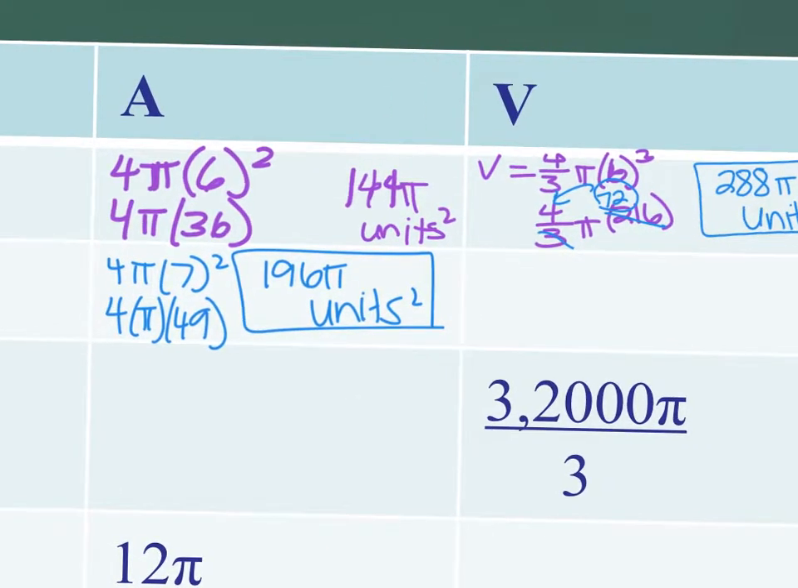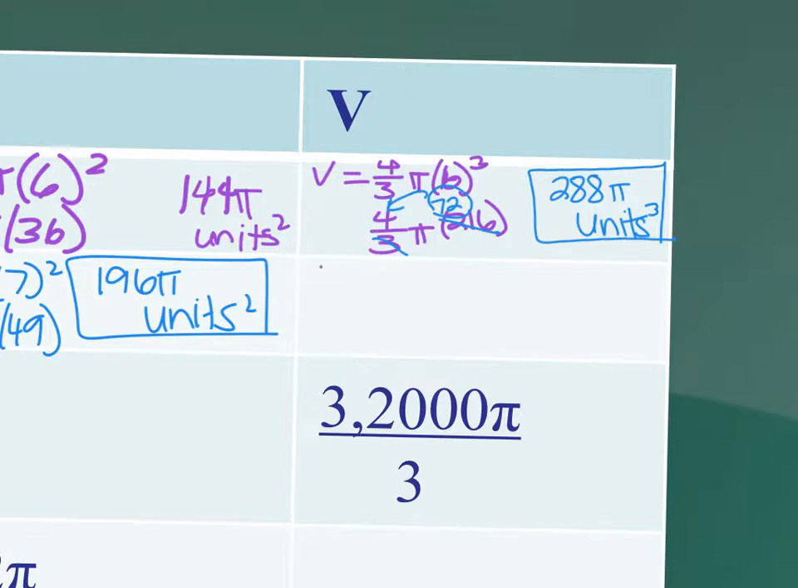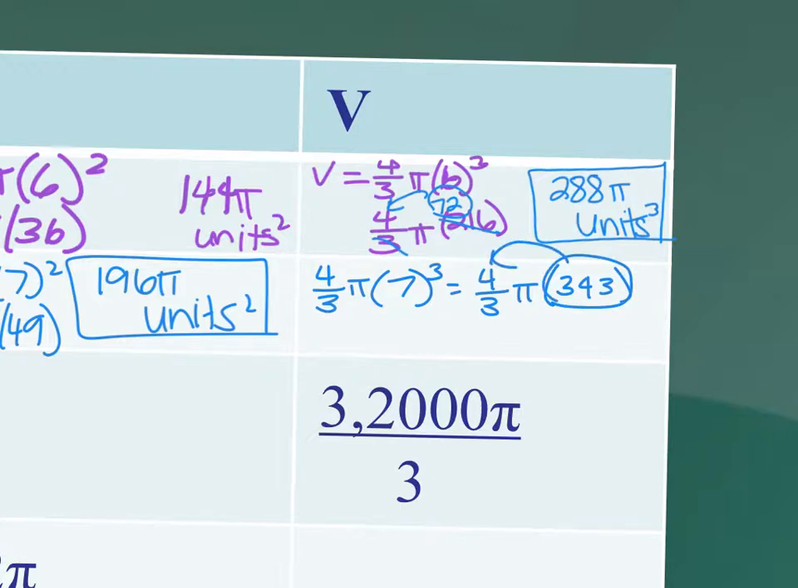Good so far? Yep. And then the volume, 4/3 pi 7 cubed. So this is 4/3 pi 7 times 7 times 7, which is 343. Good. 343 is not divisible by 3. So now I've got to multiply 343 times 4. 343 times 4, 12, 17, 13. 1372 over 3 times pi units cubed.